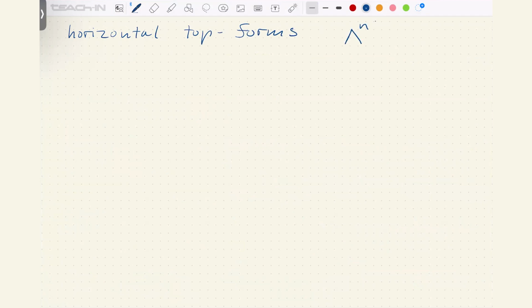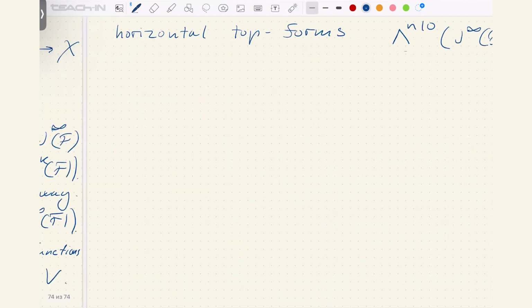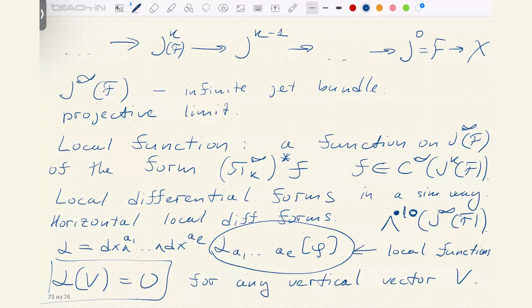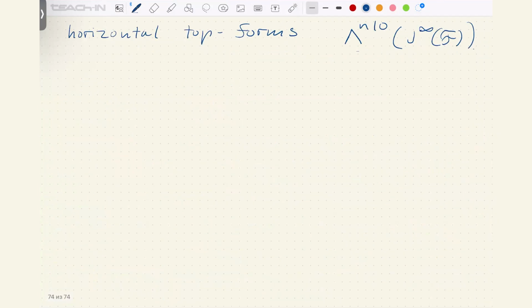If space-time dimension is n, then they are like this. So it's forms where you have top form here, and of course they're important because they eventually give integration objects on space-time, right? Now we can rephrase our definition of local functional.